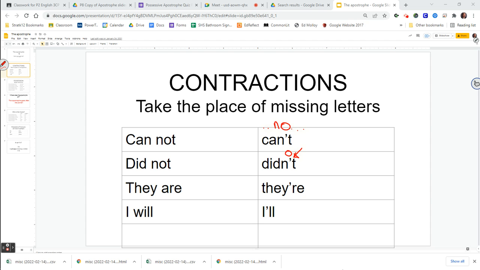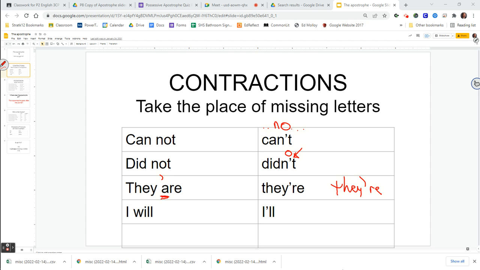Same thing with they are. This is a tough one for the texting generation. They are is missing letters. They are turns into they're. So the A is missing. They're right there, and it really means they are. They apostrophe are.